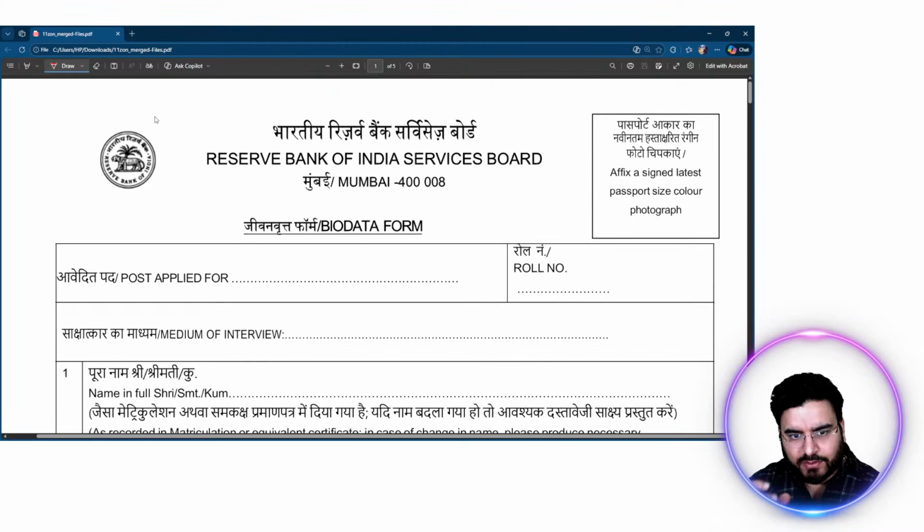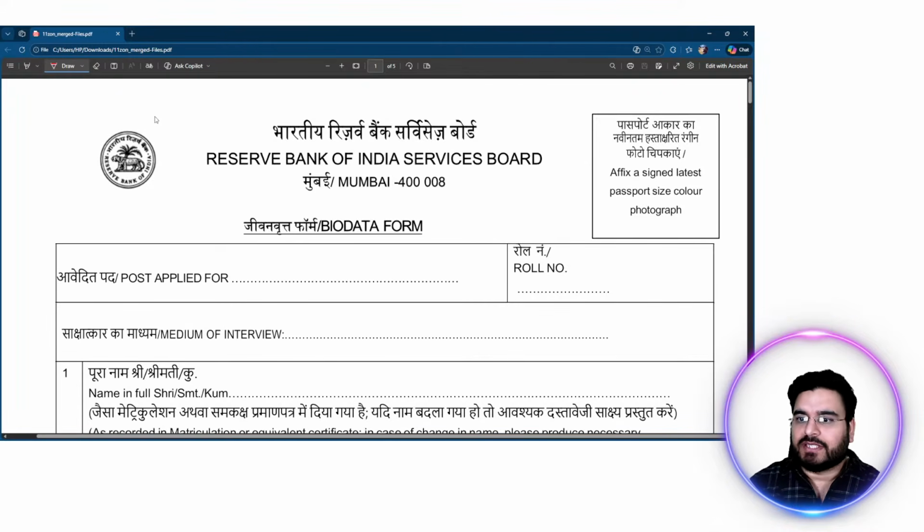What are the things you have to keep in mind? Because guys, this biodata form is the thing which the panel is going to use to ask you the interview questions. So you have to be very careful about what information you provide in this biodata form. Whatever information you give in this particular form would be used to ask you a particular question in the actual interview, guys.